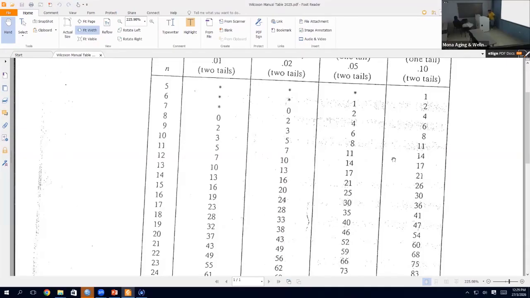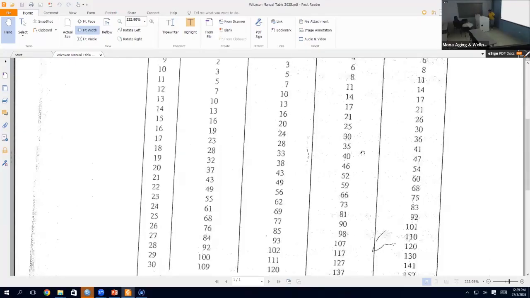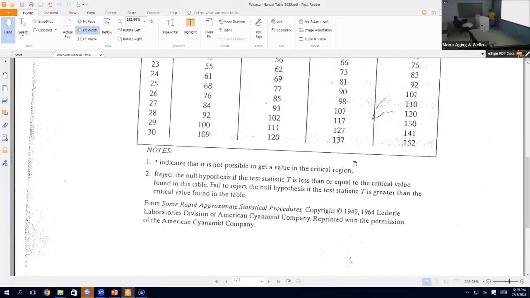So our critical value is 8. And just in case you forget how to interpret, the notes are down here. Number 2 is what we're interested in. It says reject the null hypothesis if the test statistic T is less than or equal to the critical value found in this table. It also says fail to reject the null hypothesis if the test statistic T is greater than the critical value found in the table.